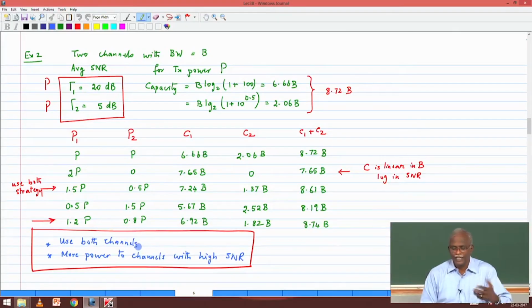Again, keep that in mind. As much as possible, we try to use all the channels that are available. However, we will try to optimize the power allocation. That is a very important element. Don't distribute equal power, and don't go with the intuition that the channel with poor SNR requires more power, because that is actually not the right strategy. The right strategy is to give more power to the channels with better SNR, so that we get the advantage of that. Okay.